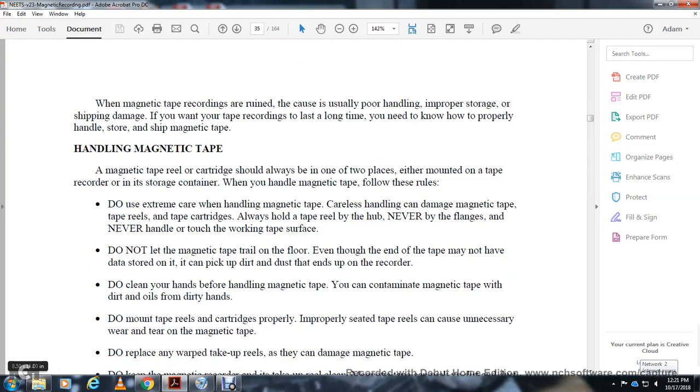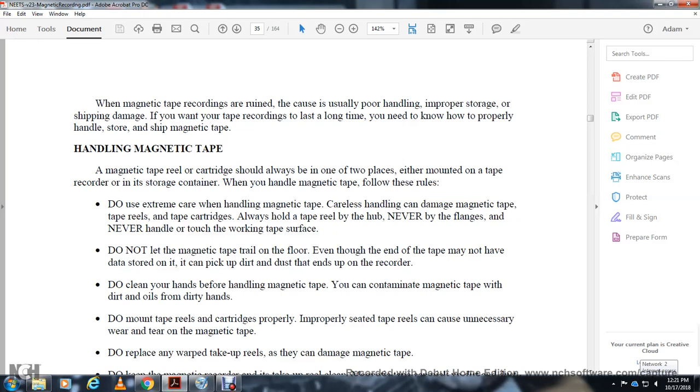Handling magnetic tape. Magnetic tape reels or cartridges should always be either mounted on the tape recorder or kept within the storage container when not being handled. Follow these rules. Do use extreme care when handling magnetic tape. Careless handling may damage the magnetic tape, the tape reel, or the tape cartridge.